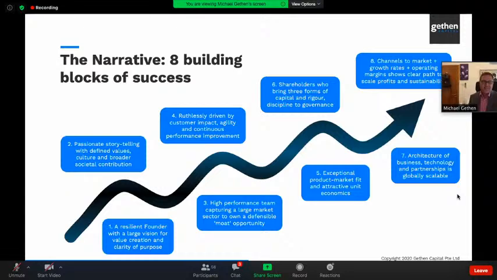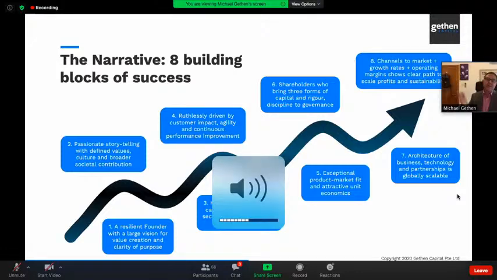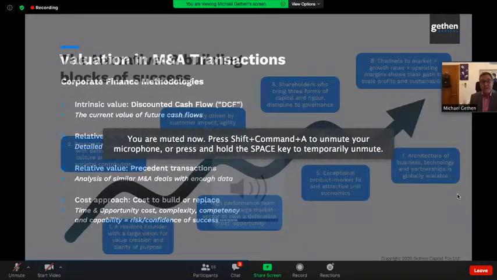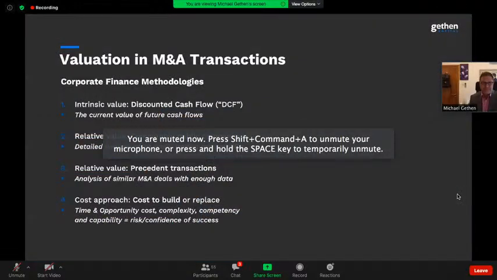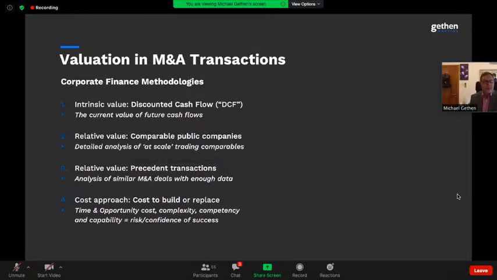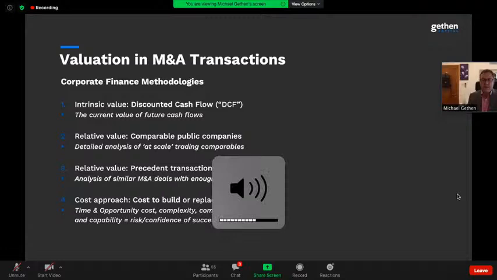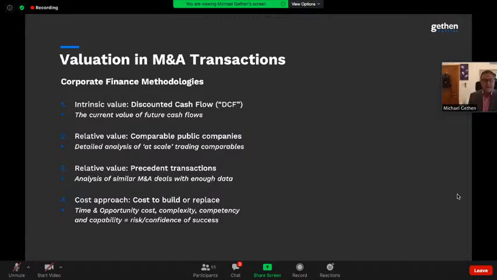We could speak for hours about crafting this story. And it is, if you like, the other side of issues like valuation. Now, there is a whole bunch of technical methodologies in corporate finance. I'll touch on 4 of them right now. These are the kind of primary 4.